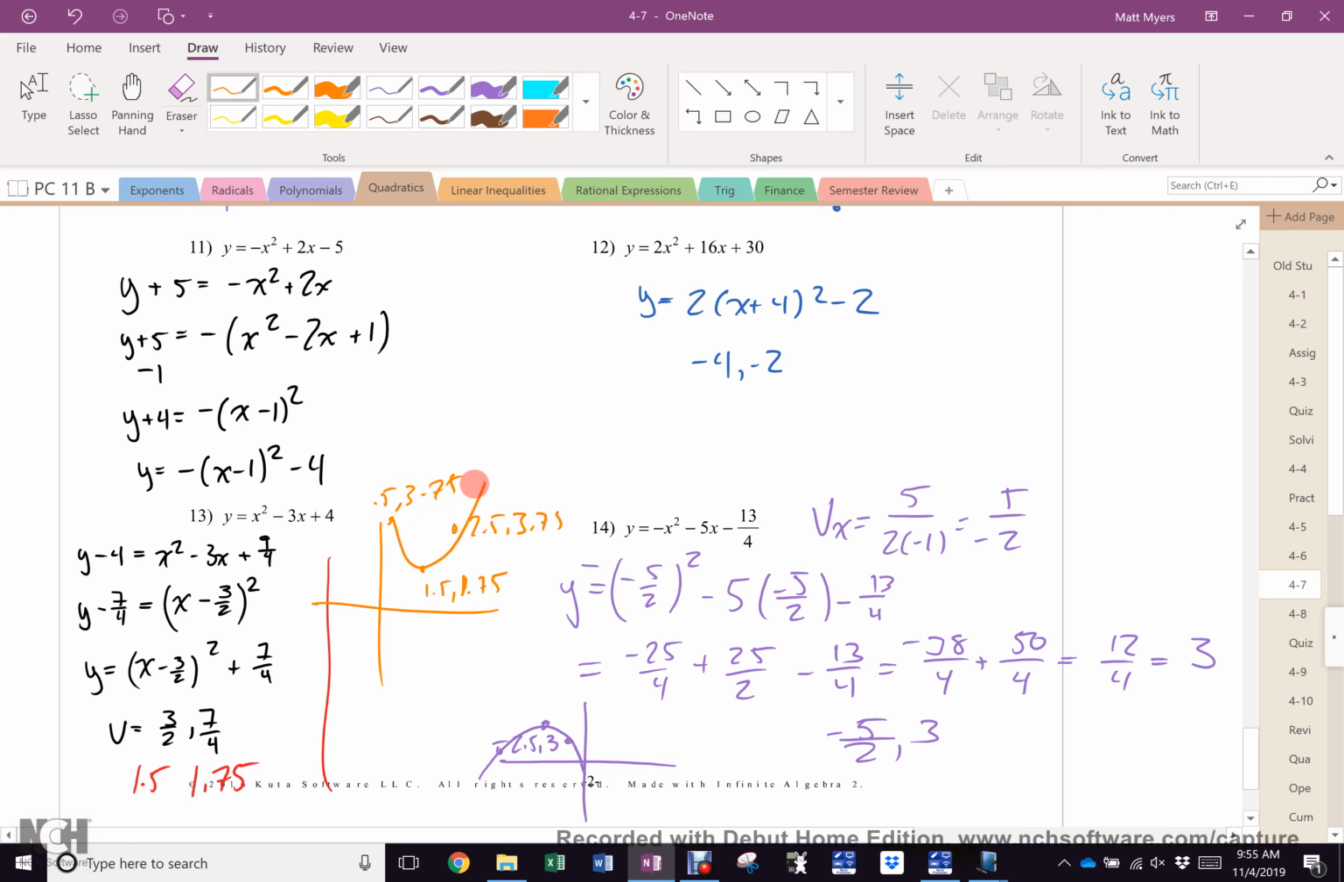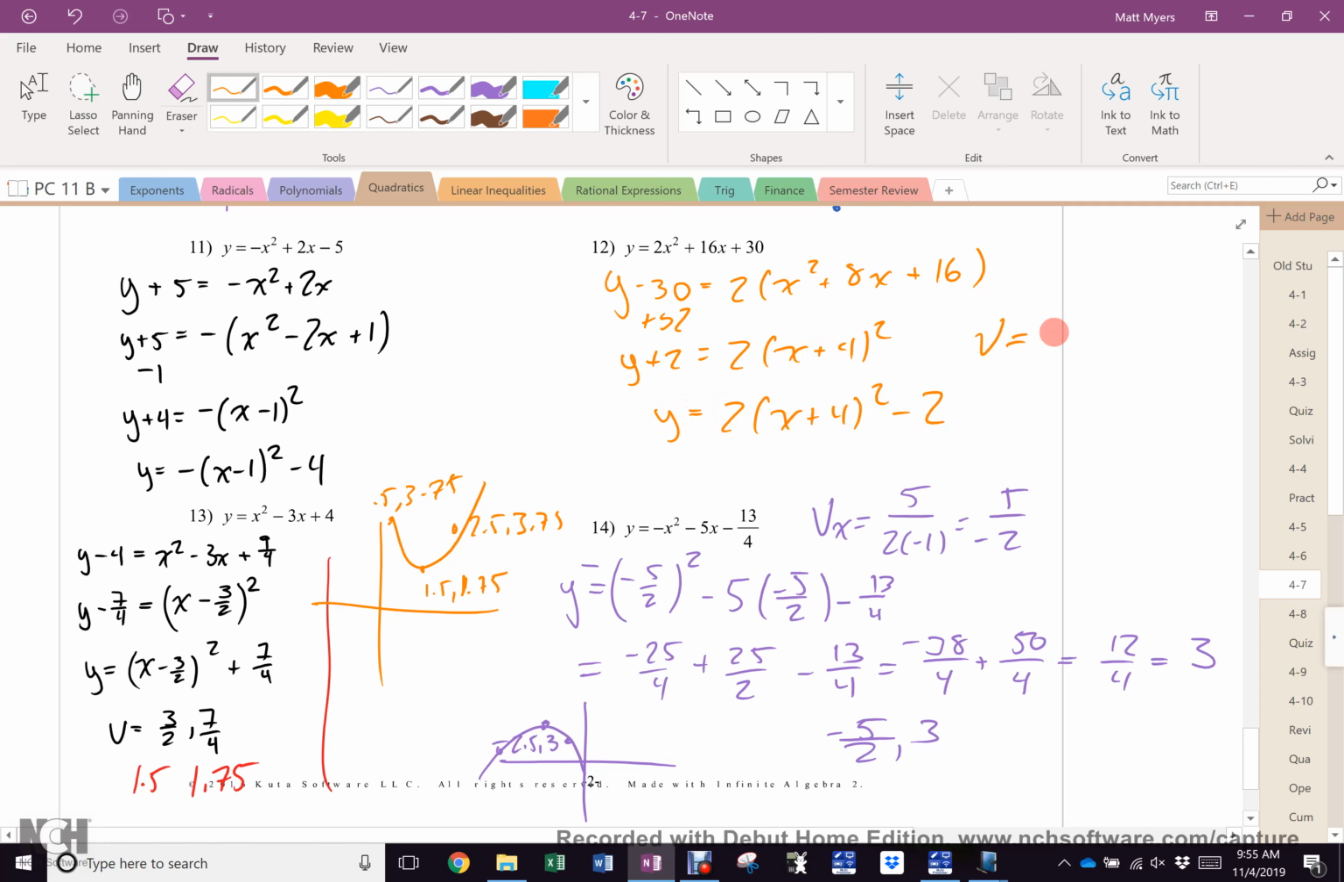Joseph. 12. What do you want to do with it? Okay. Y minus 30 equals 2x squared plus 8x plus 16 plus 32. Y plus 2 equals 2x plus 4 squared. Y equals 2x plus 4 squared minus 2. Vertex equals negative 4, negative 2. Anybody else?